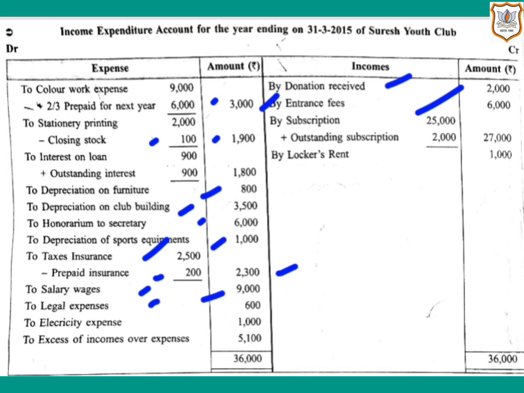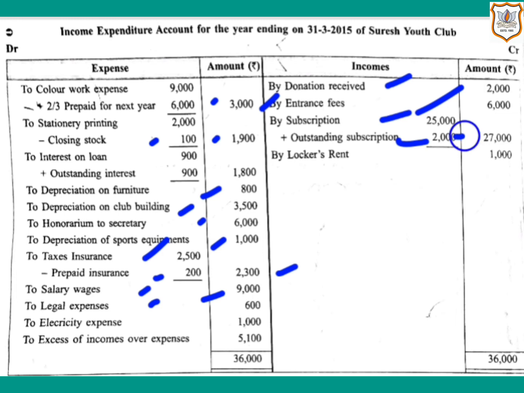Then subscription is given, which is income of revenue nature, so we will disclose it in the income column. Here it is 25,000. We will write it in the inner column as we have a related adjustment regarding this. Here the first adjustment is given, that is subscription outstanding 2,000 for the year 2014-15. That means current year subscription is outstanding, that is 2,000. So we will disclose it. We will add it to 25,000. In the outer column we will get 27,000.